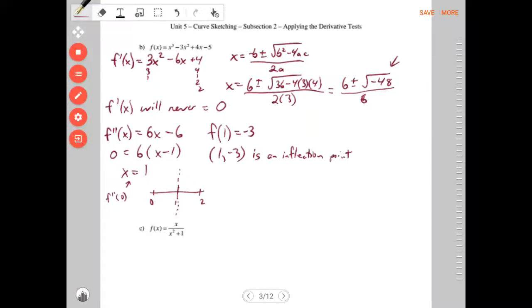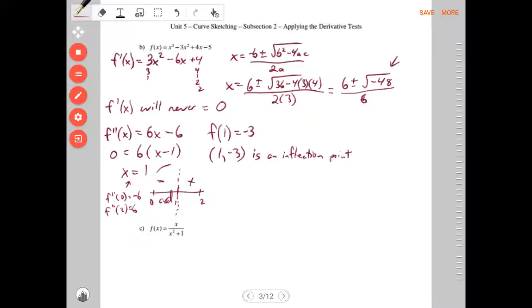So f double prime of 0 is just negative 6. So that's negative. So that guy's negative, so that, again, is going to be concave down. And let's just make sure the other side is concave up. Sometimes it works that way. Most of the time it works that way. So we try 2. So f double prime of 2: 2 times 6 is 12, minus 6 is positive 6.